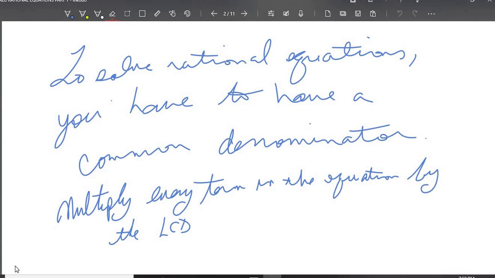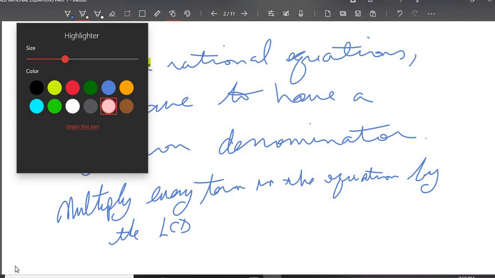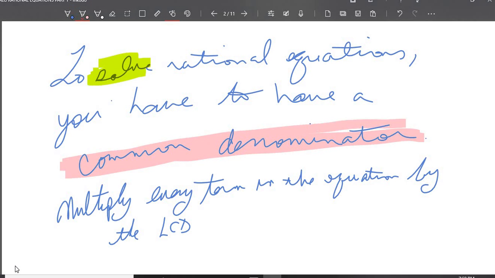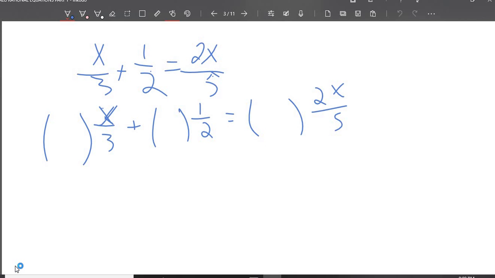Now, in order to solve these types of equations, we have to get a common denominator. Sometimes your common denominator will be a number, sometimes it'll have a variable in it. It just depends. Alright, so let's look at some problems where we have to find the common denominator first with numbers.